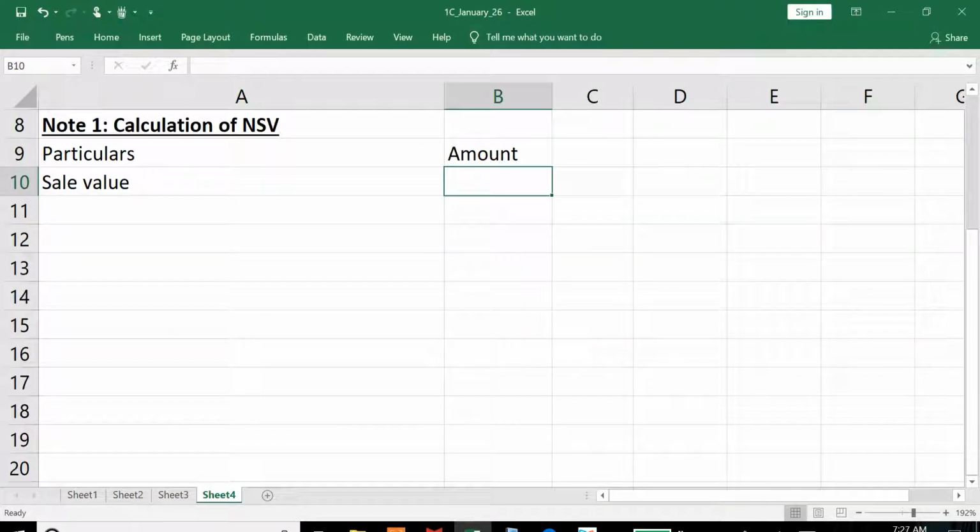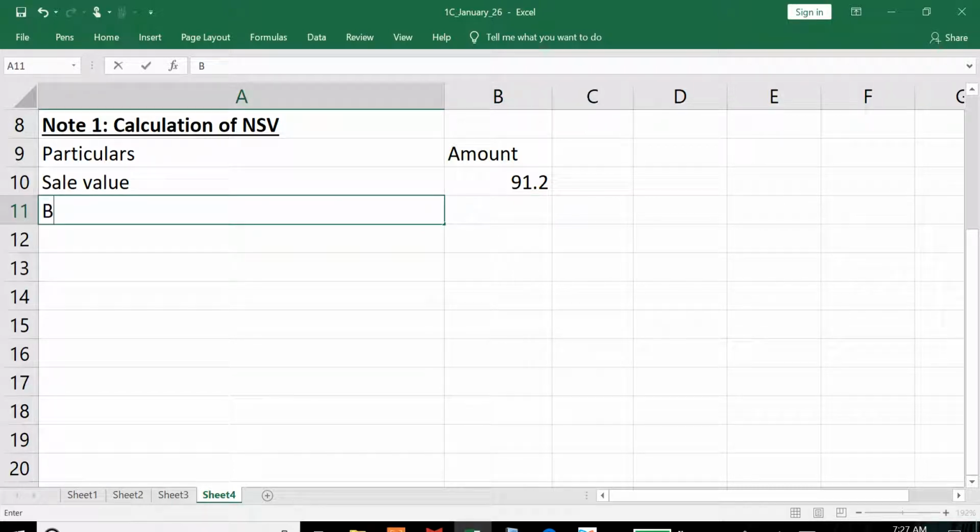So sale value is 8 into 11.4. Any doubts on this? Okay, next is book value.